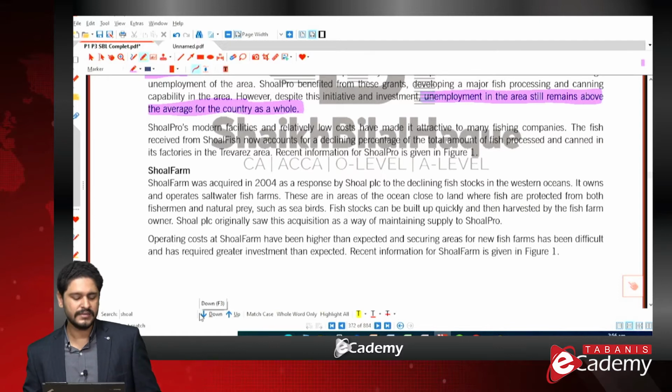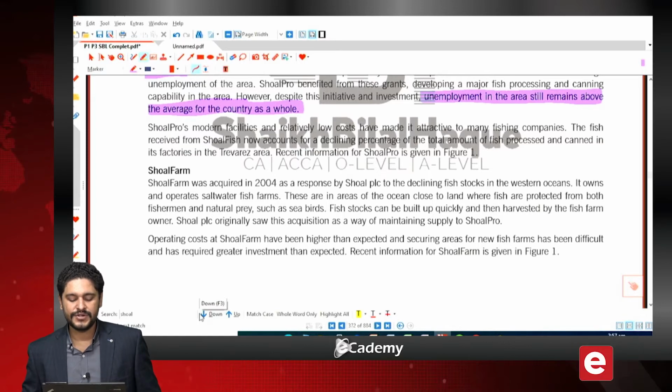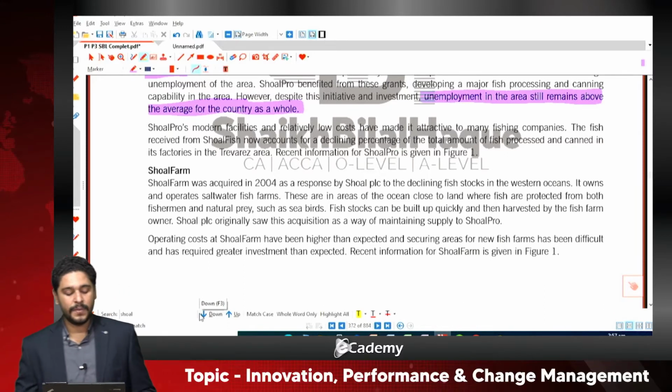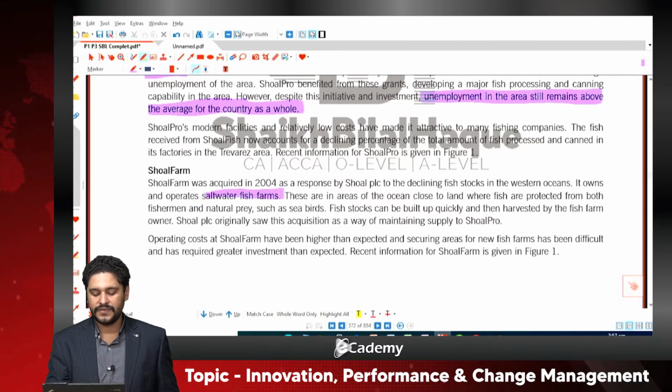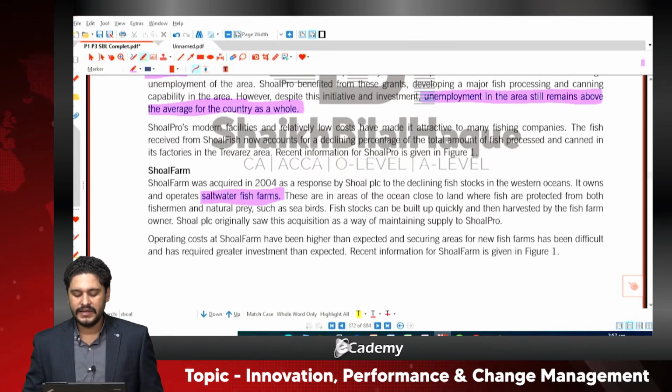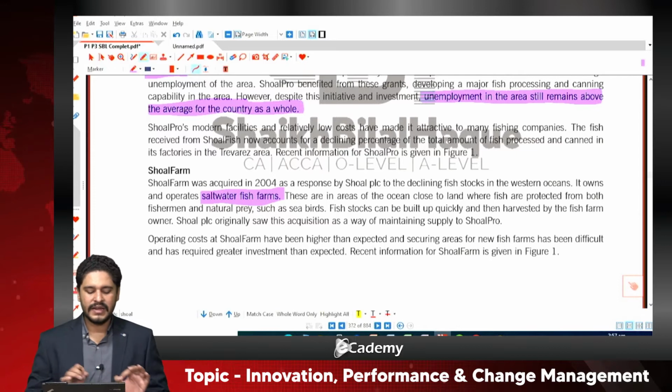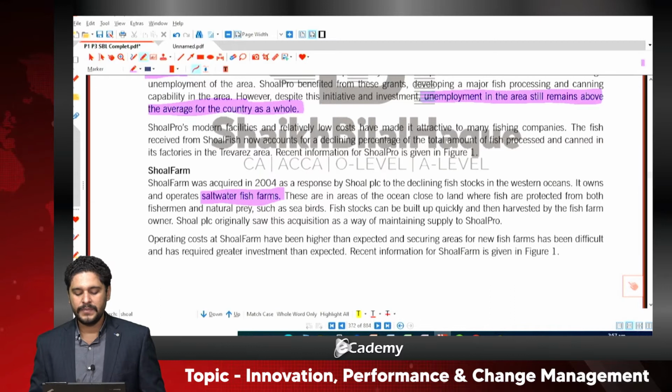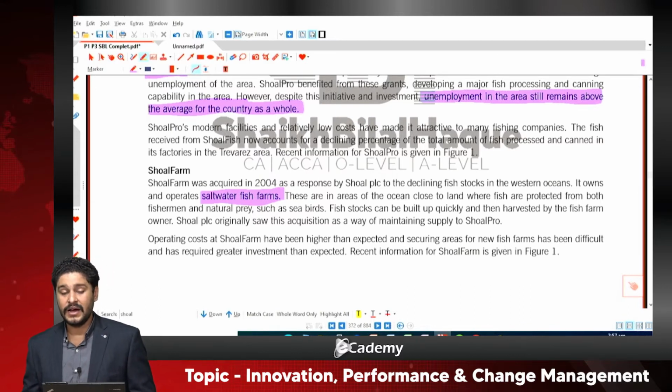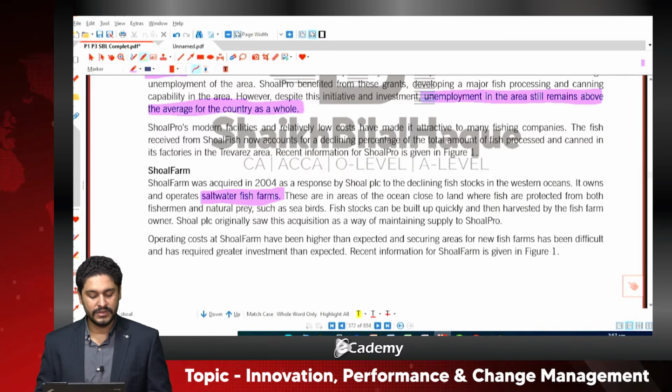So it says Shoal Farm was acquired in 2004 as a response by Shoal PLC to the declining fishing stock in the Western Ocean. See, I had told you before. It owns and operates a saltwater fish farm. These are in areas close to the land where fish are protected from both fishermen and natural predators, such as seabirds. Fish stock can be built up quickly and then harvested by the fish farm owners.